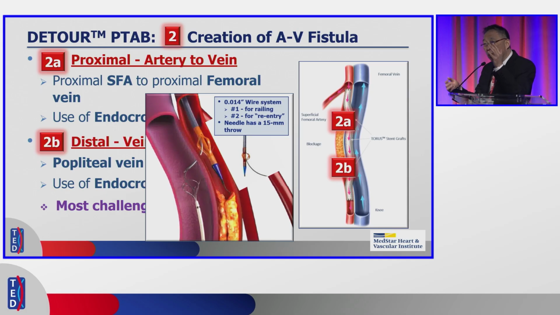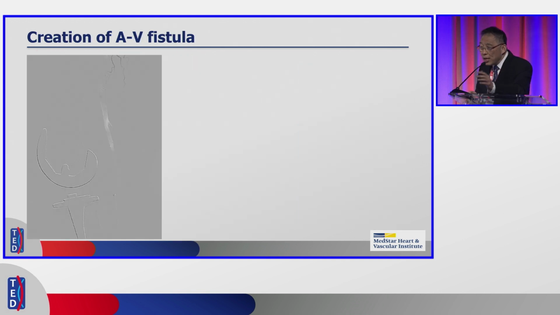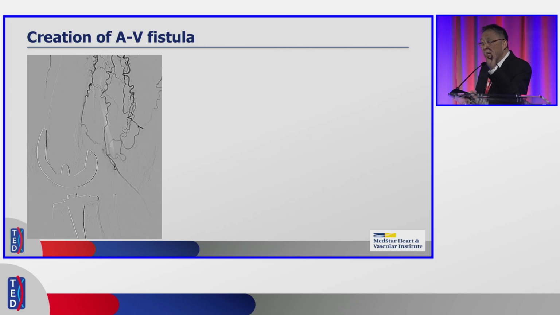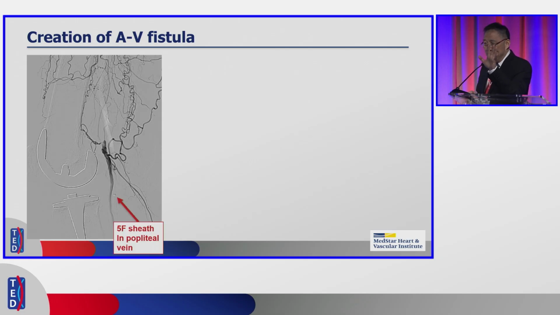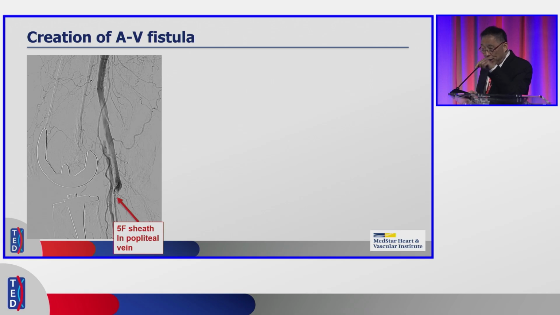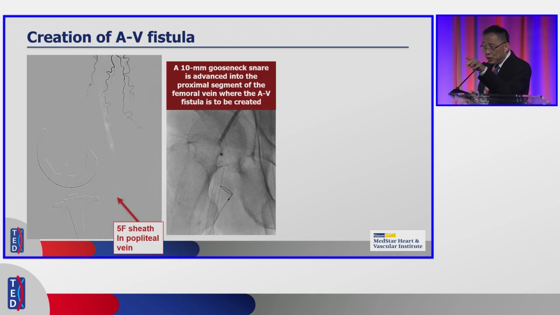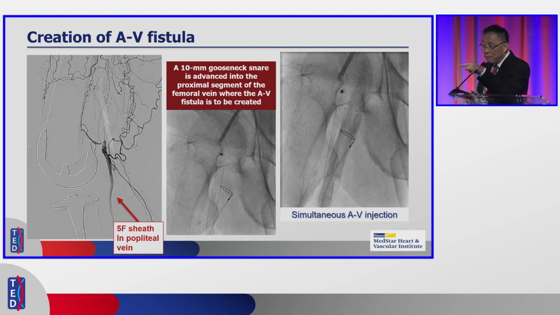And then you need 2 wires, one for railing in the device and then one for the re-entry, just like the device that we have in the market right now that's also unguided, okay? So creation of AV fistula. Proximally, this is very easy, right? So like I said, we get the venous access and you inject, right? And you can see that I injected and you see the proximal vein all the way to the top, right?